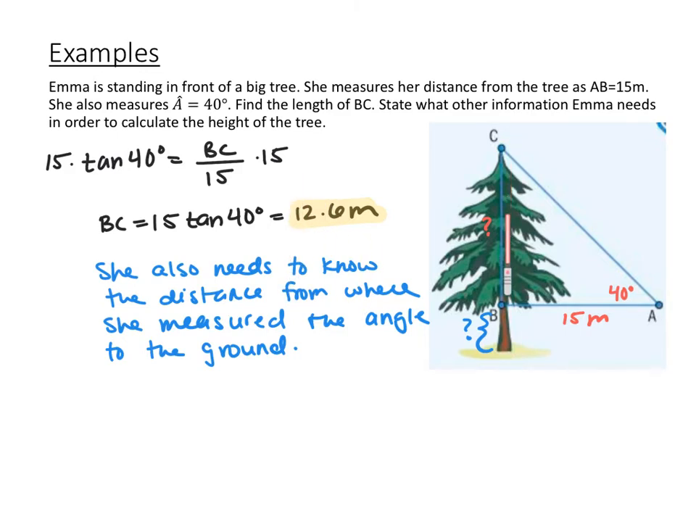So that is only the distance to where they have this point B, so wherever she measured this angle from. If they want to know the entire height of the tree, they would also need to know the distance from B to the ground, or the height of wherever she measured the angle, whether it was her eye height or whatever it was, to the ground, and then add that on, and that would give the entire height of the tree.